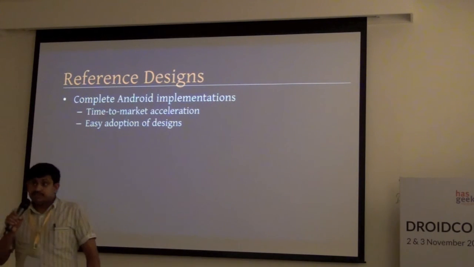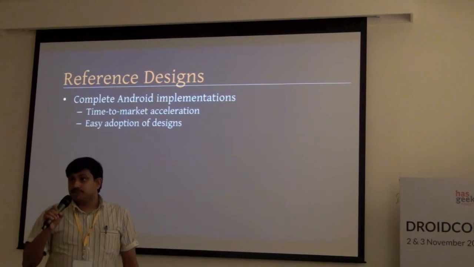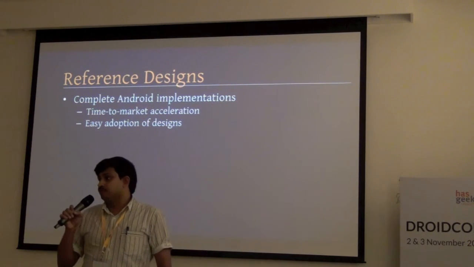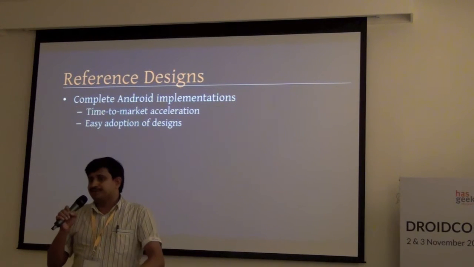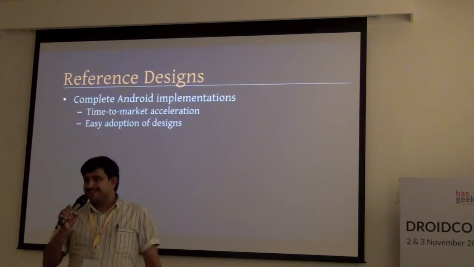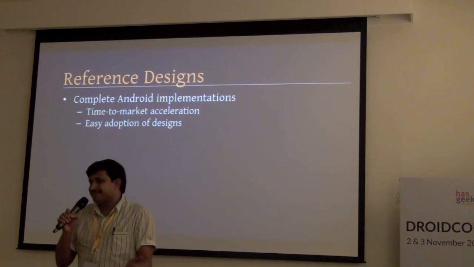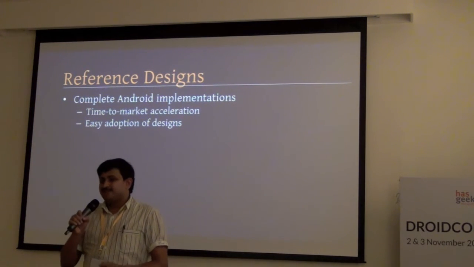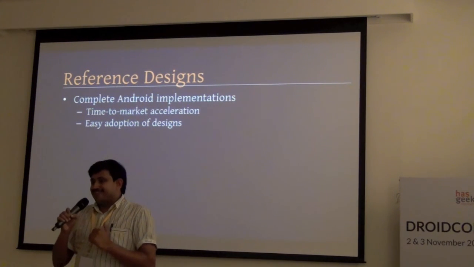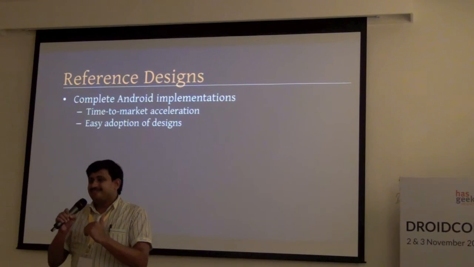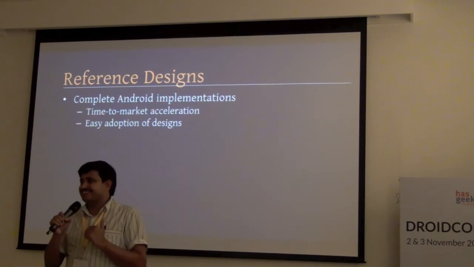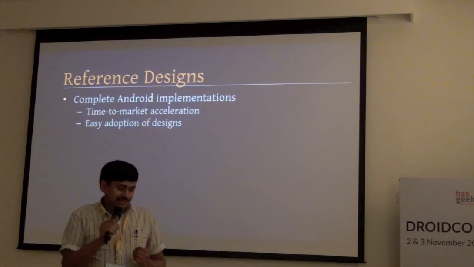So when somebody wants to build a device, they're looking for time to market. I showed a device to my friend here, and I told him it's ICS. He said, "Why doesn't it have Jelly Bean?" That's the kind of impatience that's with people right now. Anytime it's released, they want it immediately. So time to market is very critical and very important.